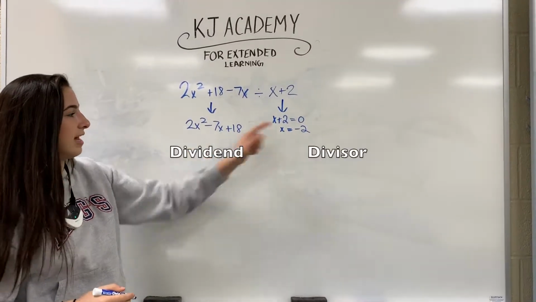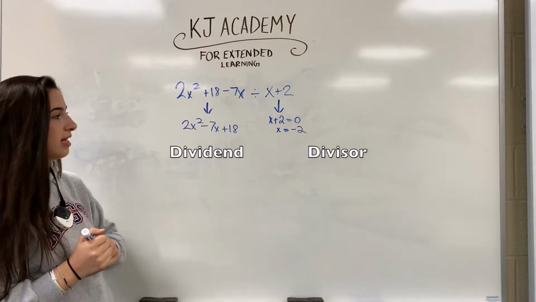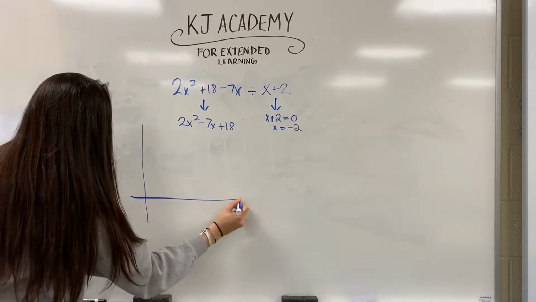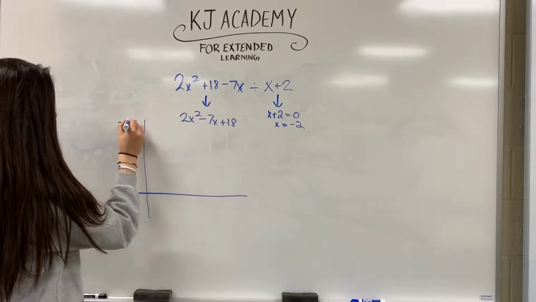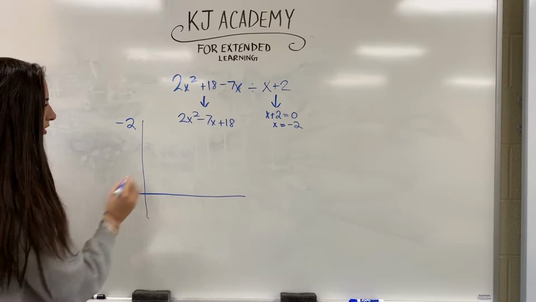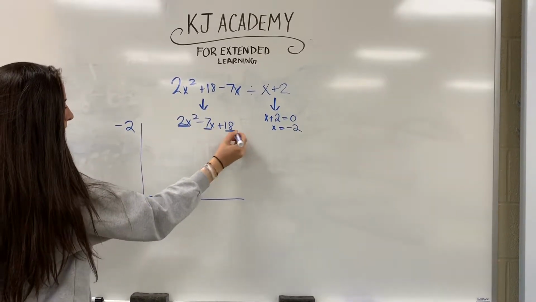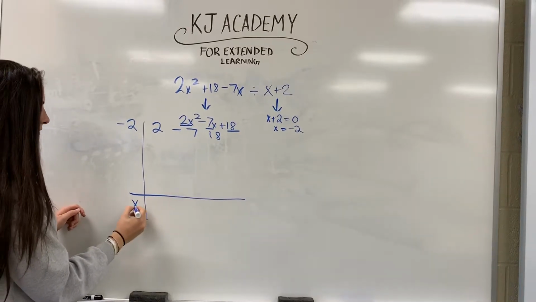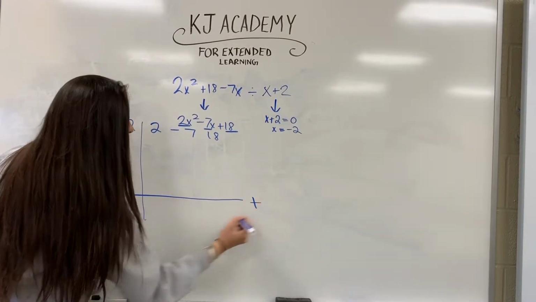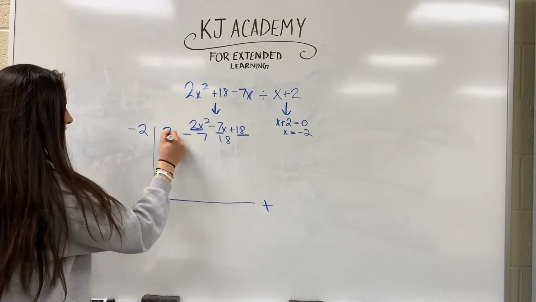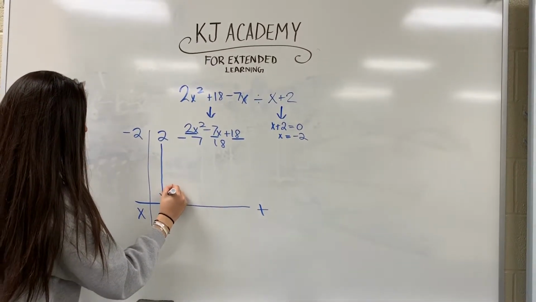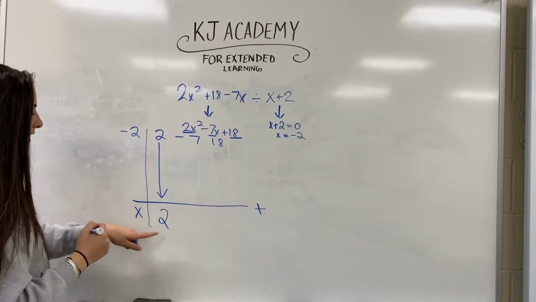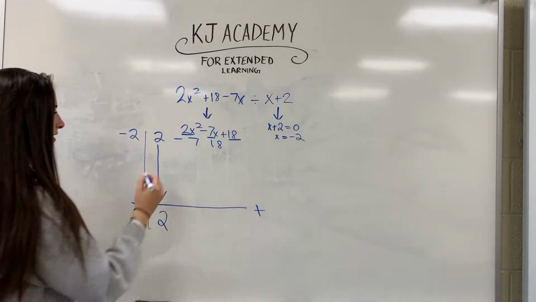So now we have our divisor and our dividend, so we can create our synthetic table. Same thing as we did before. We are going to put our divisor in the top left corner, and we are going to put the coefficients of the dividend at the top of the table. Then we need our multiplication symbol and our addition symbol to solve for the equation. We're going to start by bringing down the 2, the first coefficient, and we're going to multiply our divisor by the coefficient that we just brought down, which gives us negative 4.